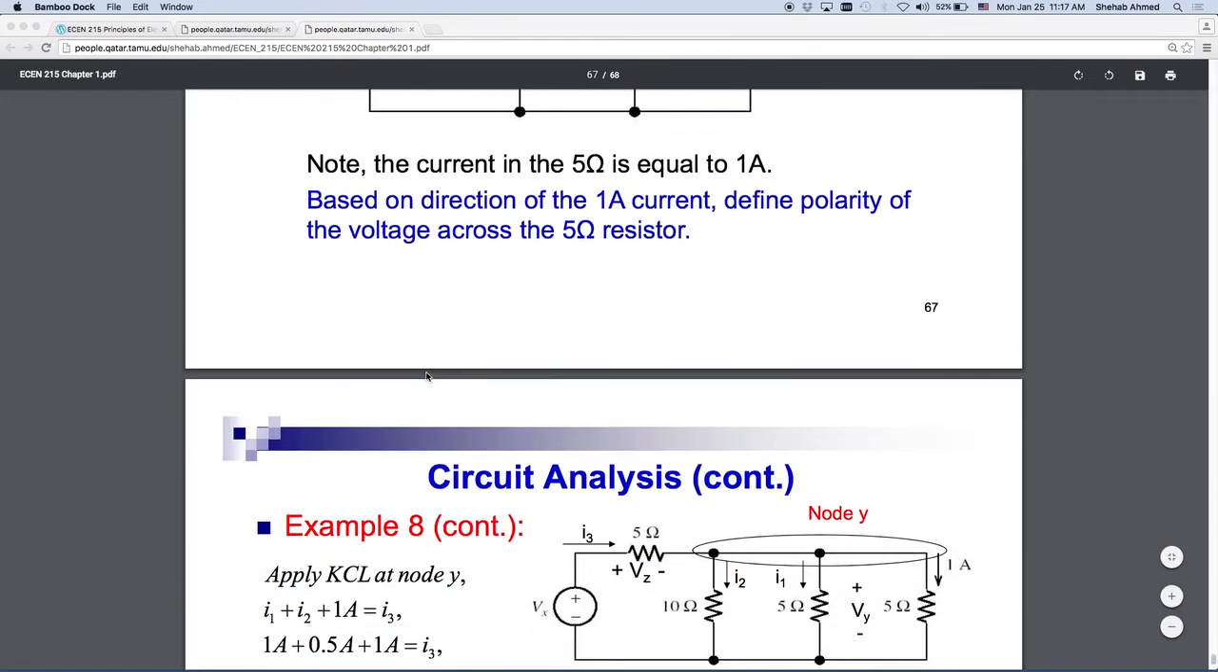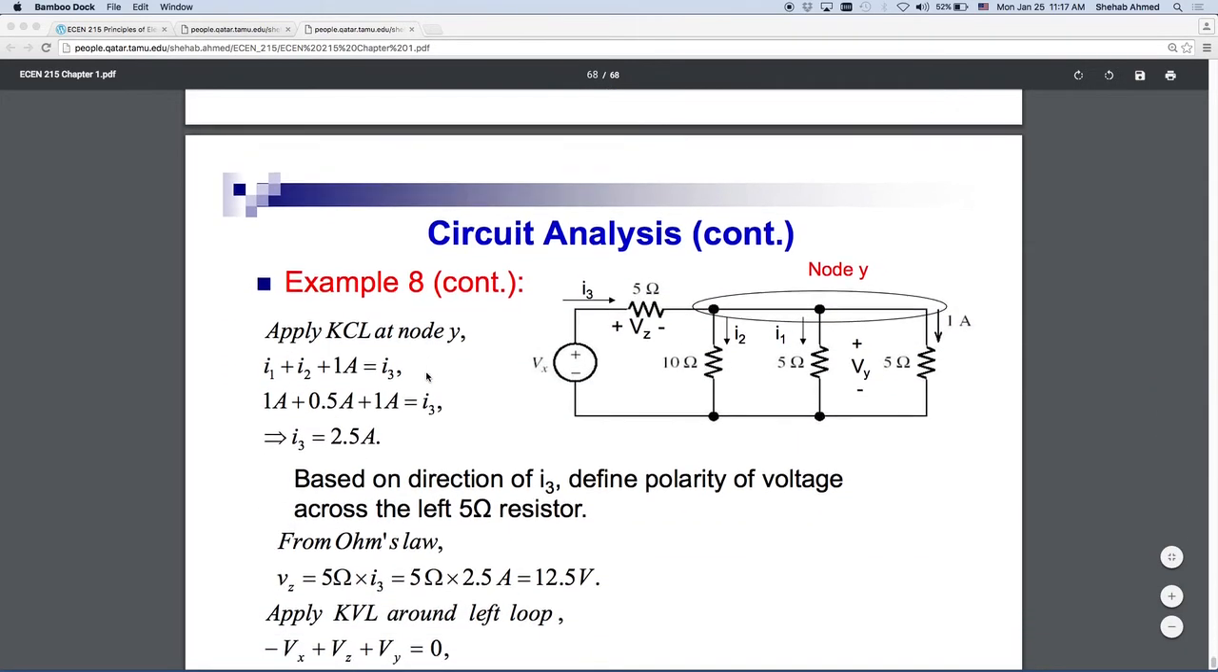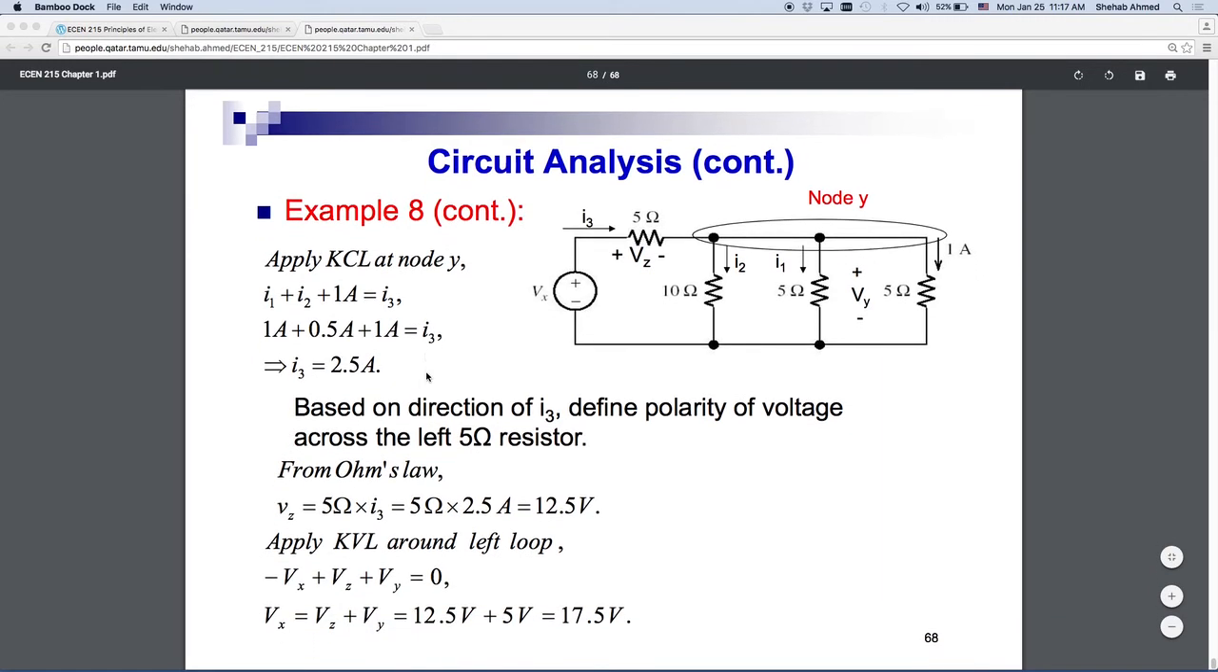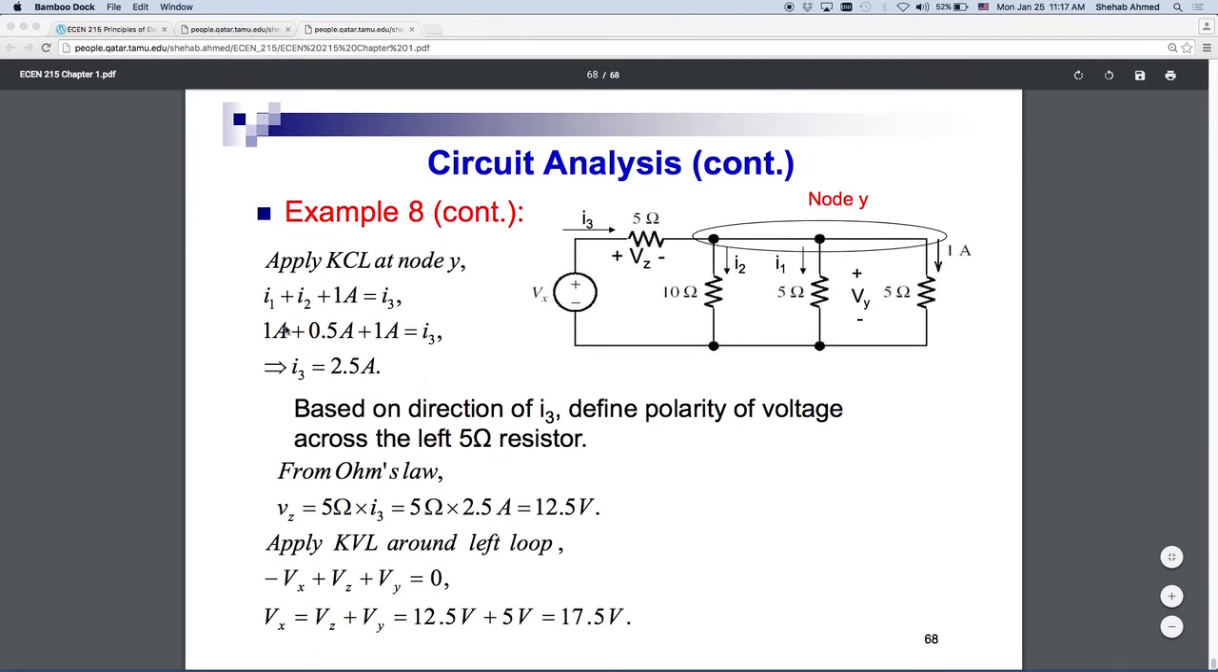So let's see. The same steps will follow. We know a lot about the currents in these branches from the information given to us about this resistor. So we know that everything coming into this node is equal to everything coming out of this node. Whatever's coming in is assumed to be I3 in this case. So I3 coming into the node is equal to I1 plus I2 plus 1 amp, and we will solve for I3.